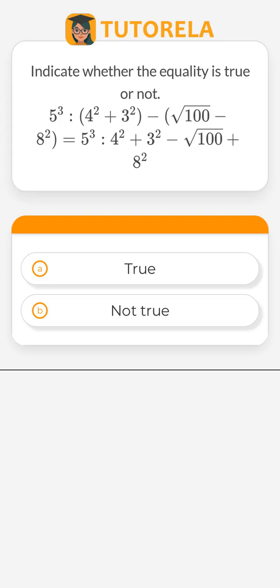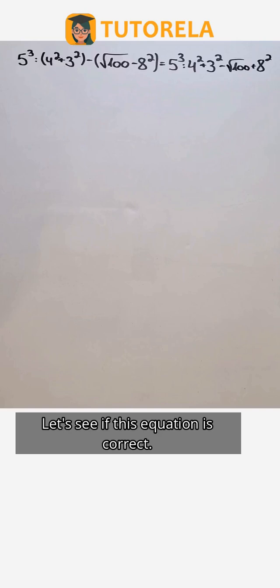Indicate whether the equality is true or not. 5 cubed divided by the quantity 4 squared plus 3 squared, minus the quantity square root of 100 minus 8 squared, equals 5 cubed divided by 4 squared plus 3 squared, minus square root of 100 plus 8 squared. Let's see if this equation is correct.